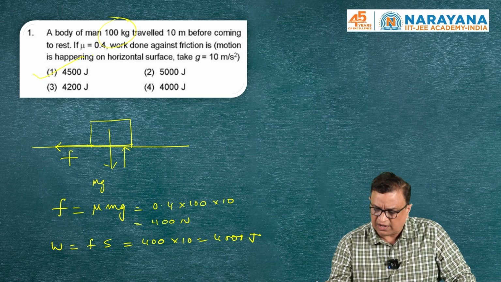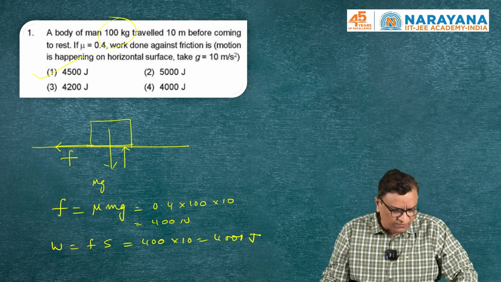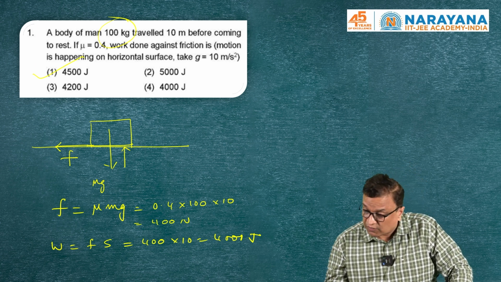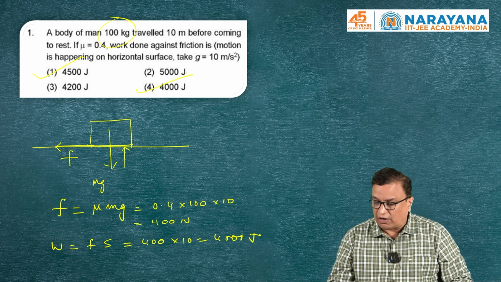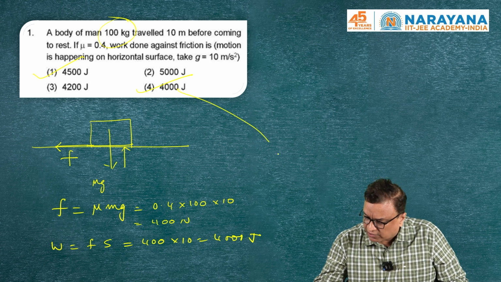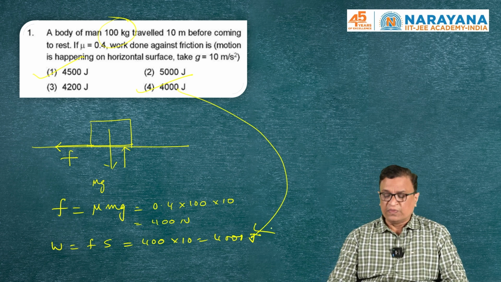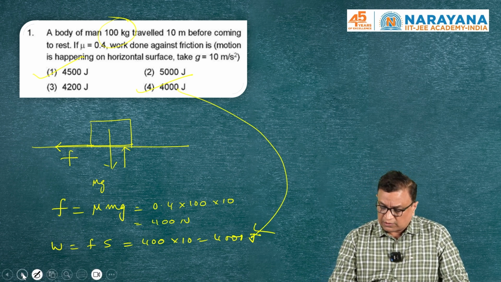Yeah, absolutely. My answer is option 4 for this, not 1. 1 is 4500. So absolutely correct. You see here, right? So therefore, we will move on to the next question.